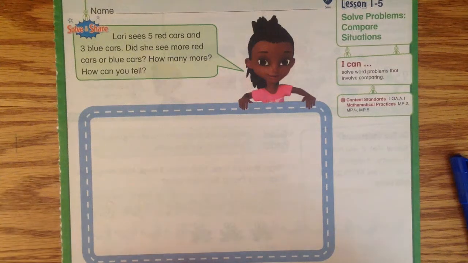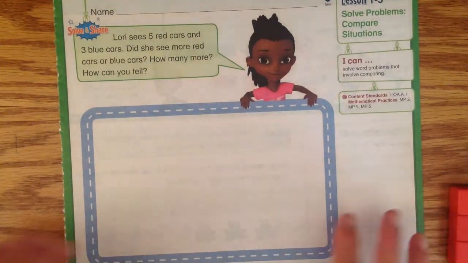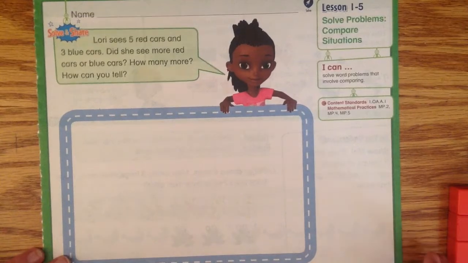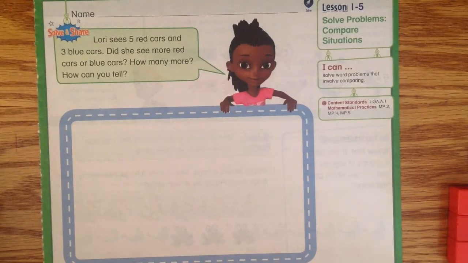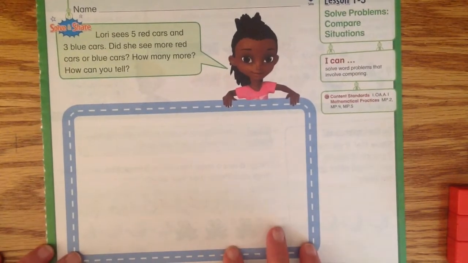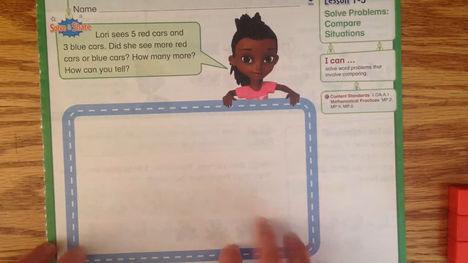Hi everybody. Today we're going to work on Math Book Lesson 1-5. It starts on page 33. And in this lesson we're going to be using takeaway to compare different numbers.